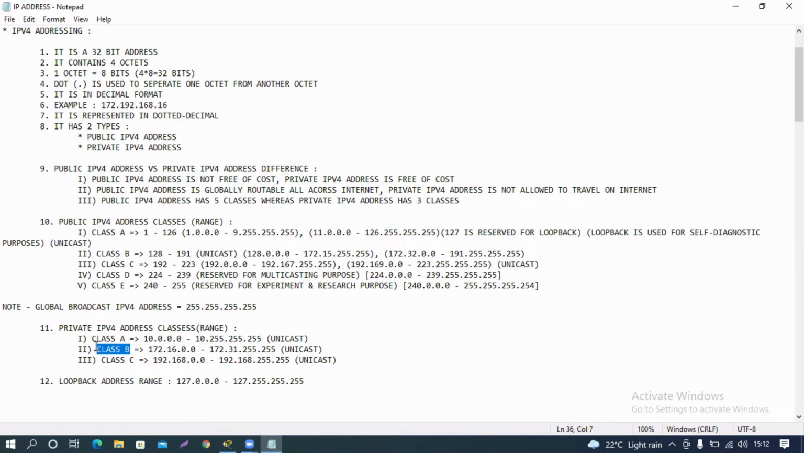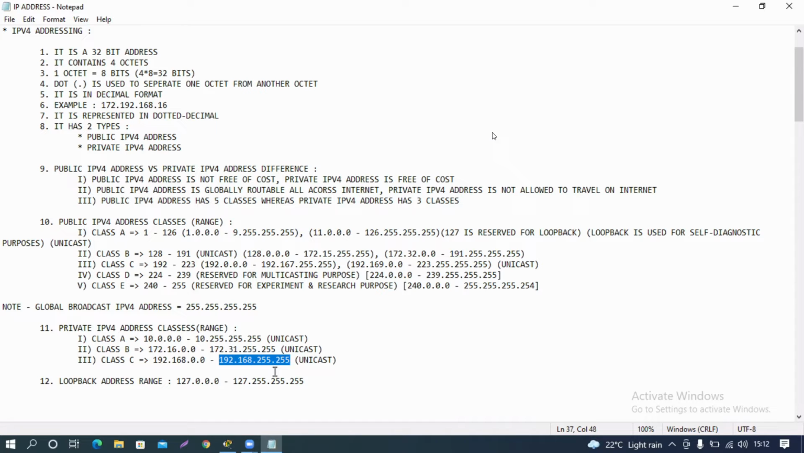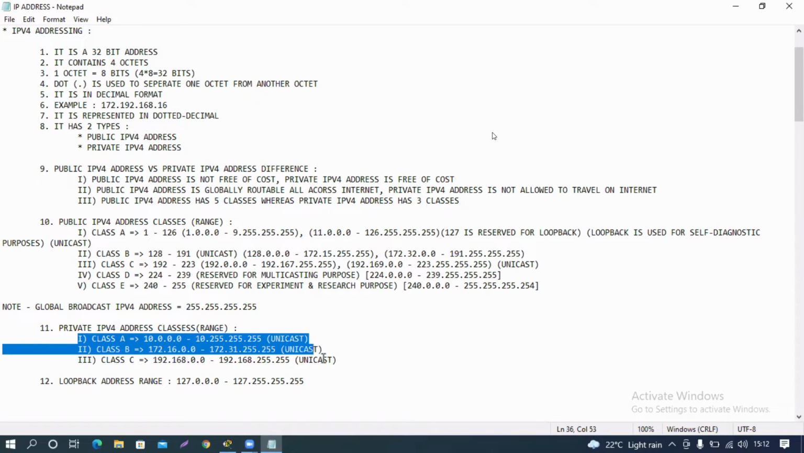Class B starts from 172.16.10.0 to 172.31.255.255. Similarly, class C starts from 192.168.0.0 to 192.168.255.255. So this is your range for class A, B, C private.